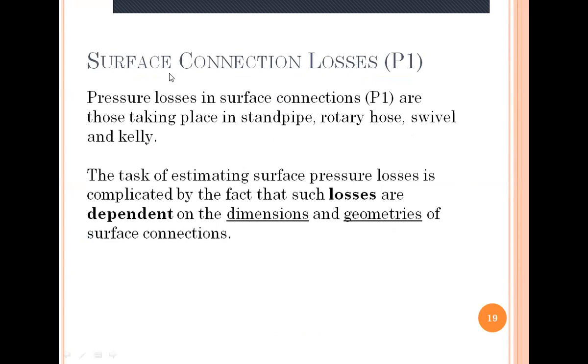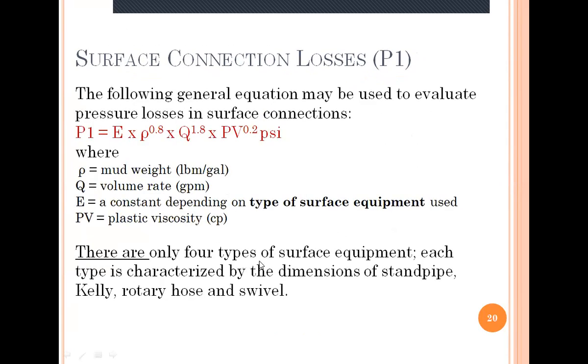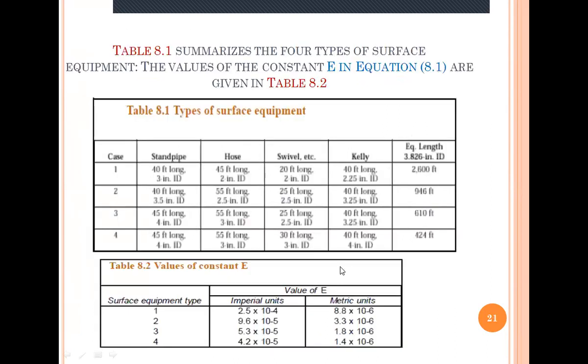So if we talk about the surface connection losses, these losses depend on the dimensions and geometries of the surface connection. And we have 4 types of surface connection. You will find this case 1, the standpipe, hose, swivel, Kelly, and you will find different sizes. For example, the standpipe 40 feet long, 3-inch diameter, 40 feet long, 3.5-inch ID, 45. So you will find a different type of surface equipment. And for every one, you have a certain pressure loss.